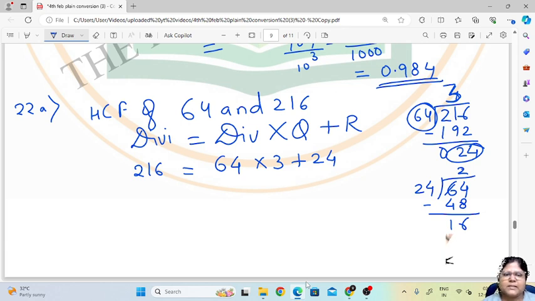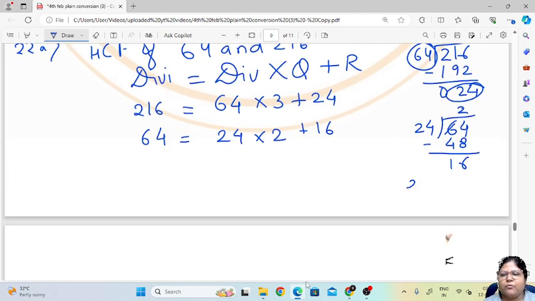Now what you will do? You will write 64, which is the dividend here. Then 24 is the divisor. How many times did we divide? 2 times. 24 times 2 is 48, plus 16 gives you 64. Now again the 24 will become your dividend, and 16, the remainder, will become your divisor. One time we are dividing, and you get 8.